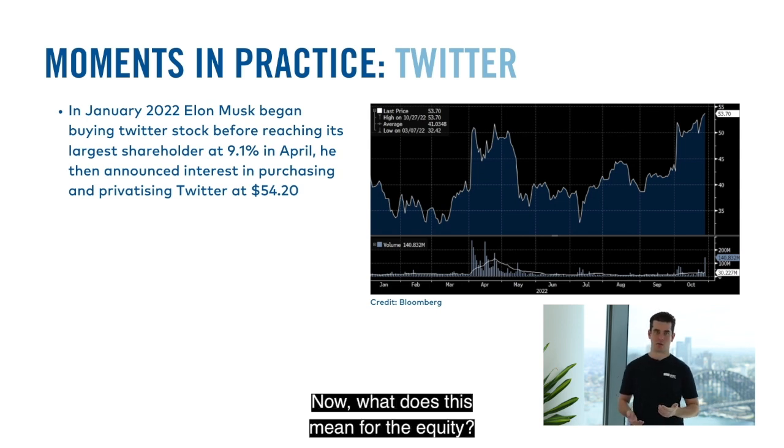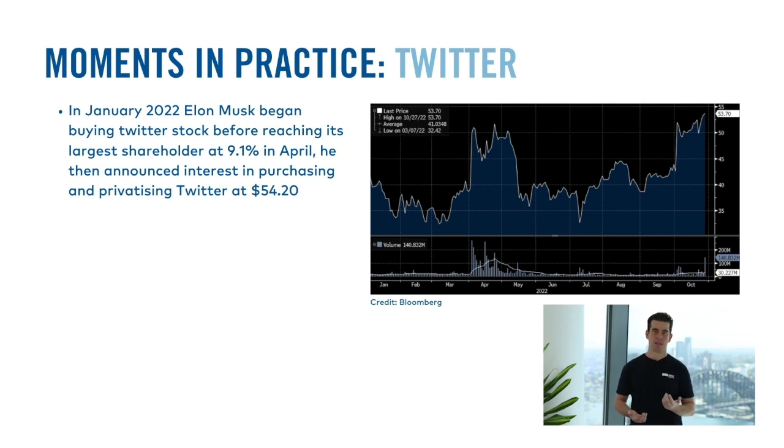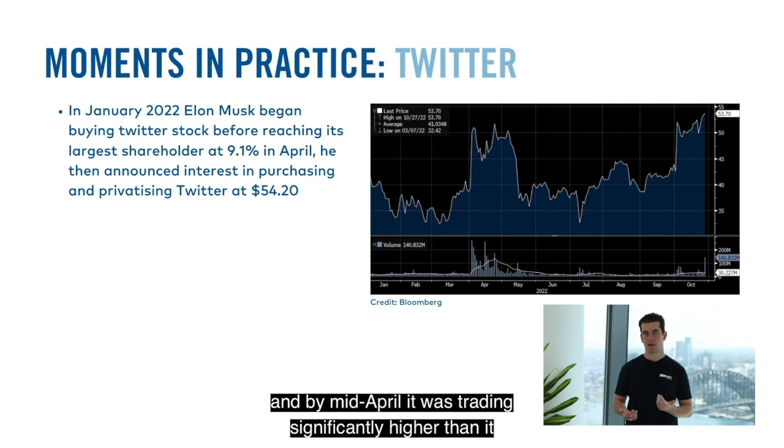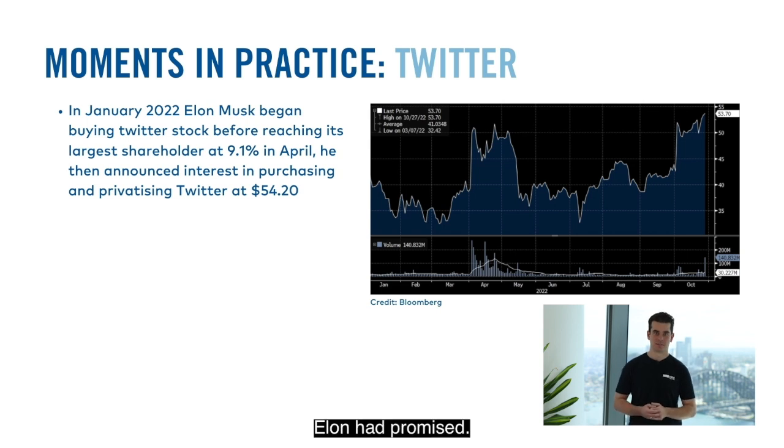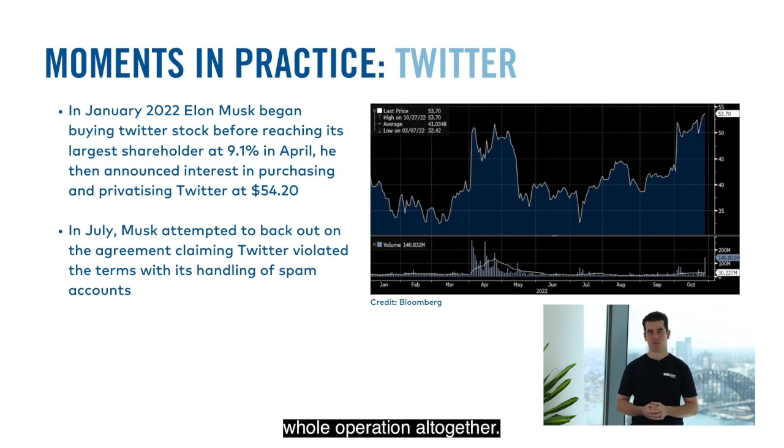Now, what did this mean for the equity? It means roughly what you would expect. We can see from the graph that the equity started trading up, and by mid-April, it was trading significantly higher than it was earlier and quite close to the $54.20 mark that Elon had promised. By July, however, Elon had said that he was reneging on the deal, citing issues with spam bots, and was essentially trying to back out of the whole operation altogether.